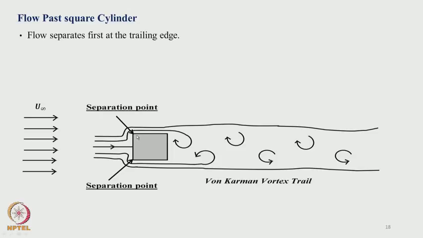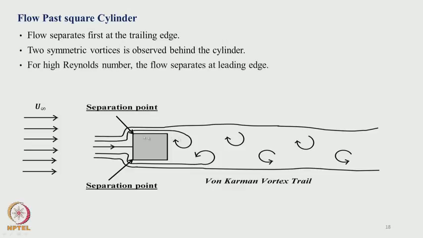A similar problem, but the geometry is square. The big difference between the circular cylinder and the square cylinder is that the separation points are fixed, that is, at the corner, both top as well as bottom. That decides the dynamics in the wake very differently. Flow separates from this corner at a separation angle, and a shear layer separates and rolls into the wake, with vortex roll-up and vortex shedding. So, for high Reynolds number, the flow separates at the leading edge.